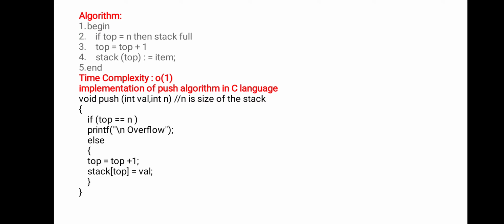Okay, stack of top value means 7, and value means the new value, whatever you have to insert. That new value is placed at the 7th position. One more time, before inserting a new element into the stack, we have to check whether the stack is full or not. If it is full, then there is no chance to insert new elements, or simply we print stack is overflow. Overflow means there is no chance to insert new elements.